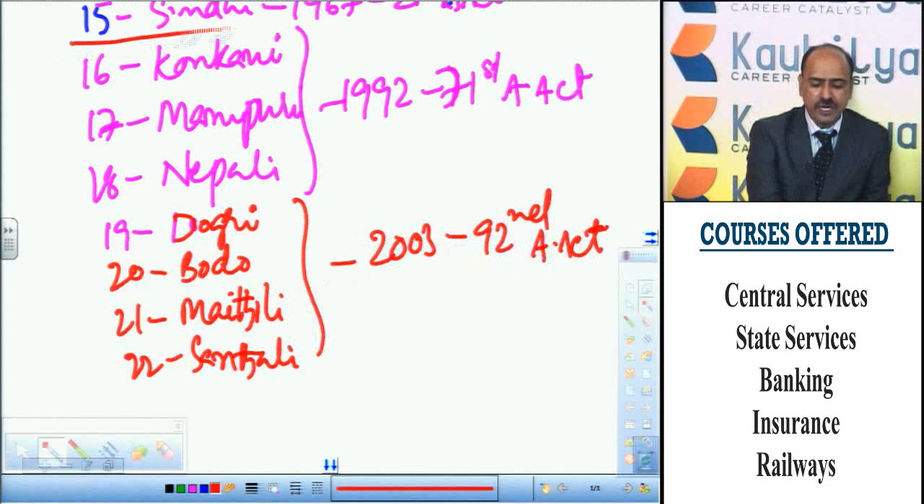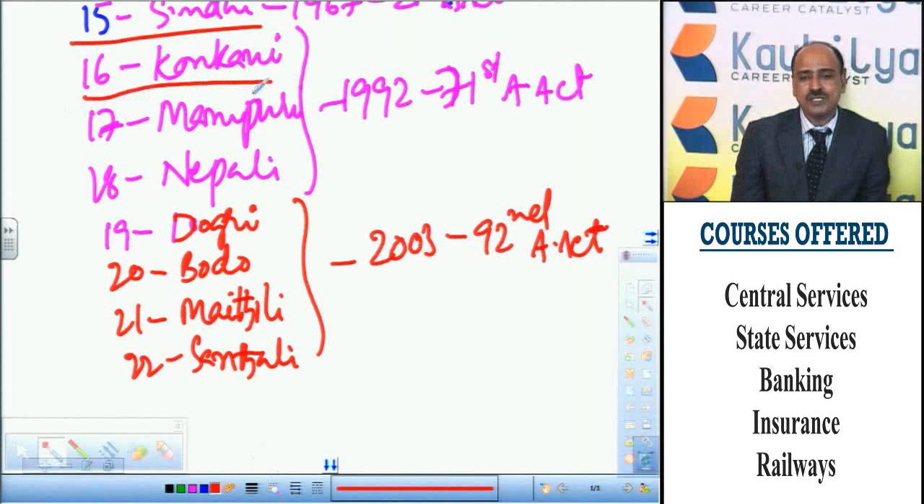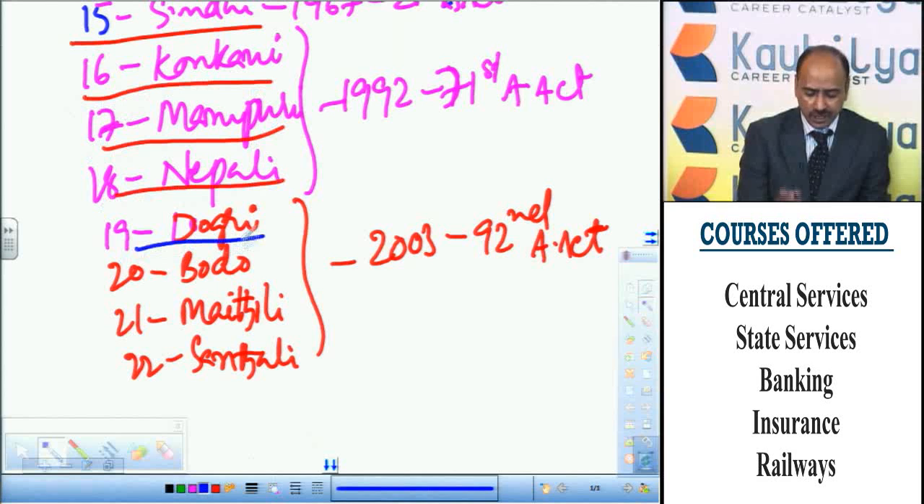Sindhi is the 15th language. It is spoken in Punjab, Pakistan, and Indian Punjab. Sindh state is all places, but from the Indian point of view, whenever we discuss it, it is spoken in Punjab. Konkani is Goa's official language. Manipuri is spoken in Manipur. Nepali is spoken wherever Nepalis are living in our country. Dogri is in Jammu Kashmir. Bodo, Assam. Maithili, Bihar and Jharkhand.